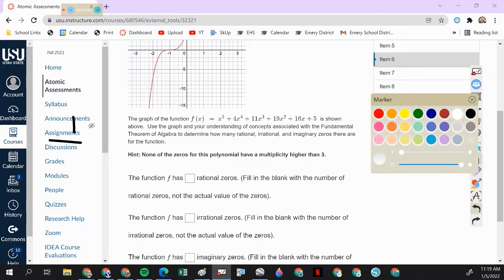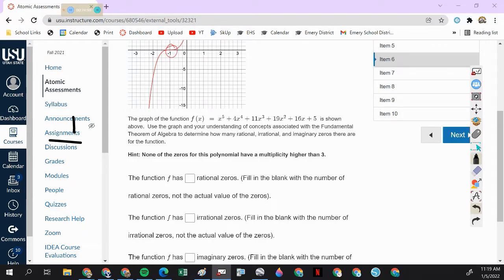So it hits the x-axis 1 time. How many rational roots are in there? And rational means fraction, so there would be 3, right? So if there are 3 there, what are the other ones? They have to be imaginary. There's no other place to put them. Okay? So this function has 0 irrational zeros, and it has 2 imaginary zeros.